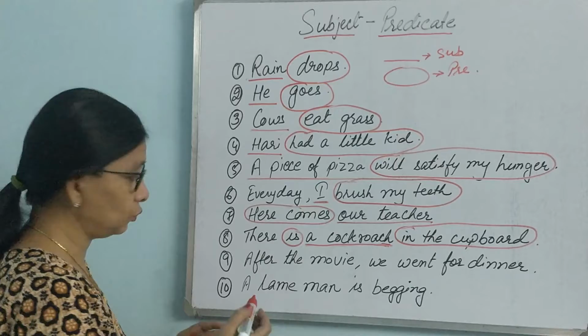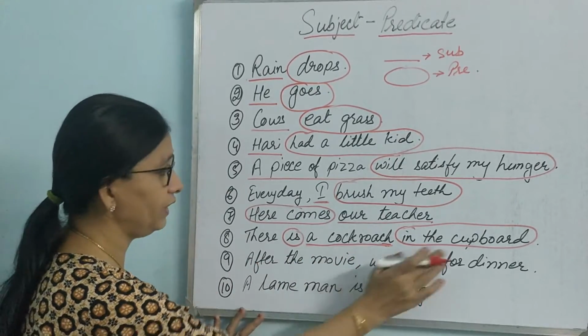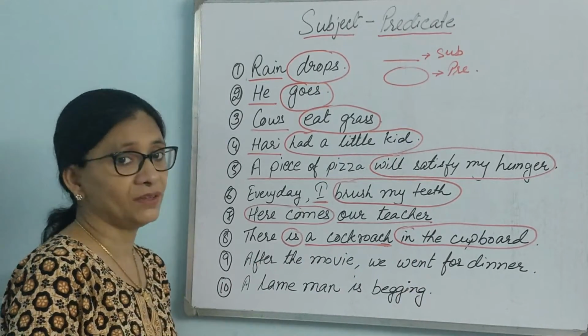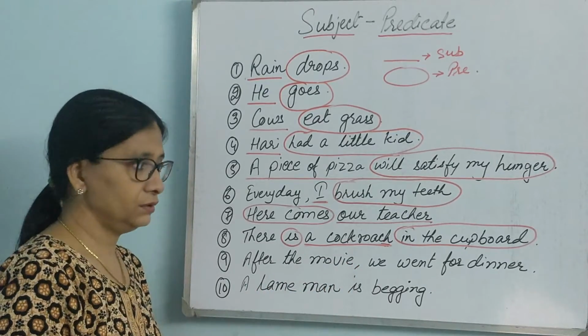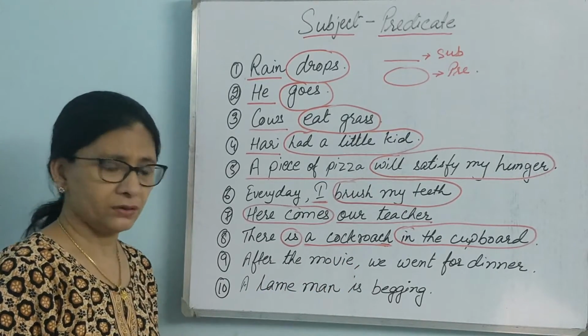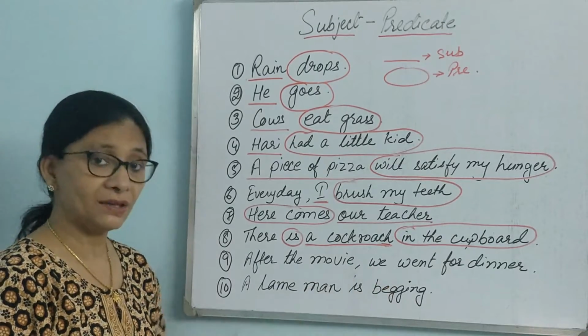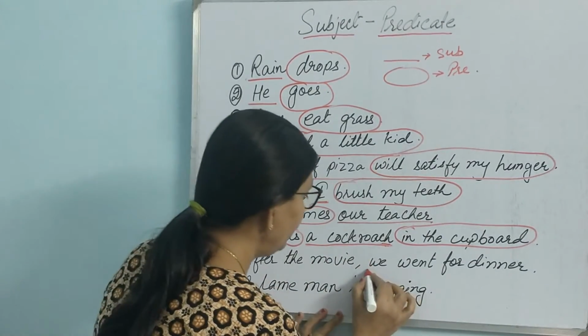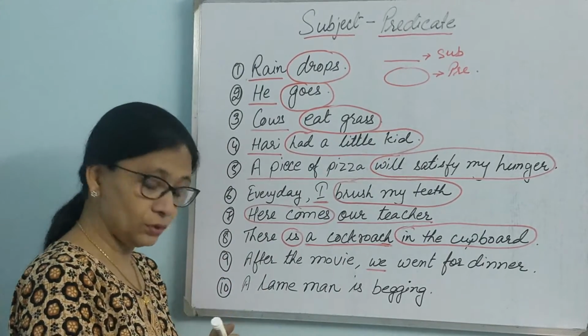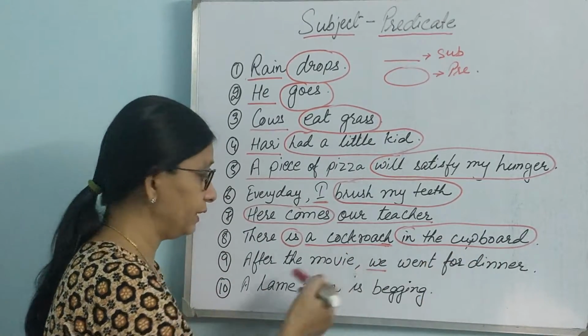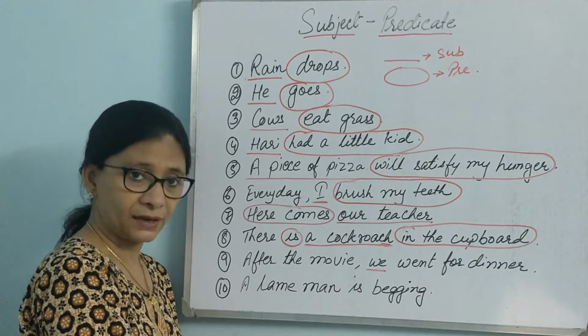Now let's see the next one. After the movie, we went for dinner. So what is the subject here? After the movie? No. After the movie is not a naming part. The naming part is what? The naming part is we. So we will be the subject here. The sentence could also have been, we went for dinner after the movie. There is no problem in that, isn't it?